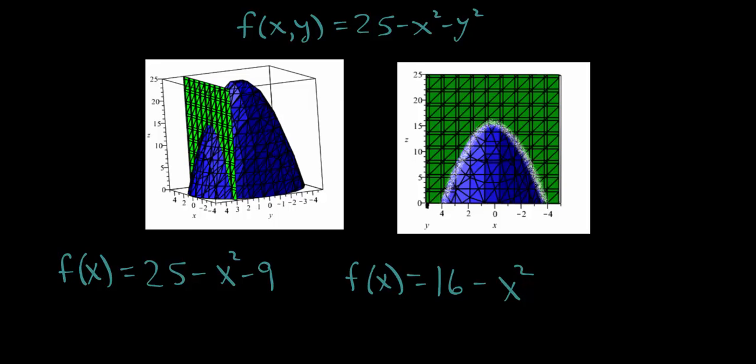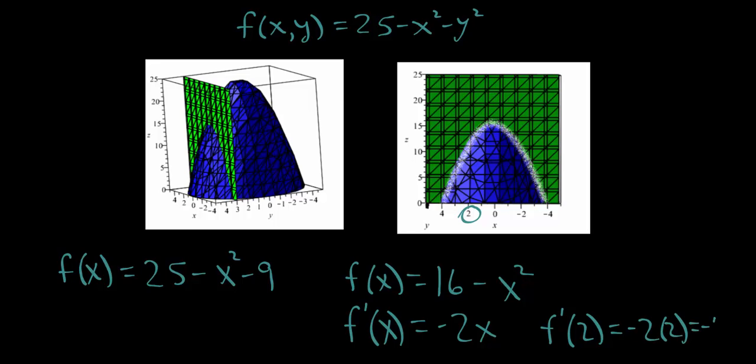And now, if I want to find the derivative, we know how to find the derivative. This is just f prime of x is equal to negative 2x. And this will give us the slope for whatever tangent we want. So let's use f prime of 2. F prime of 2 is equal to negative 2 times 2, which is negative 4. So that is the slope of that tangent right there. If we were to draw a tangent, that would be the slope of it.